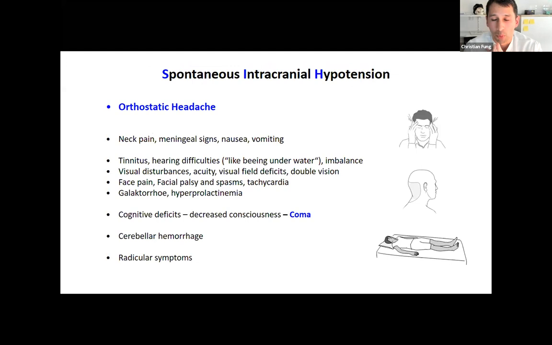When those patients present to our offices, what do we see? Like I said before, orthostatic headache, of course, is one key feature of the disease, being also part of the diagnostic criterion. But these patients can present a variety of symptoms, like general symptoms, nausea and vomiting, but also symptoms related to the downward displacement of the nervous structures within the bony cavity and the tearing on the cranial nerves, like tinnitus and visual disturbances, also facial pain, but also hormonal changes when you have a kinking of the pituitary stalk.